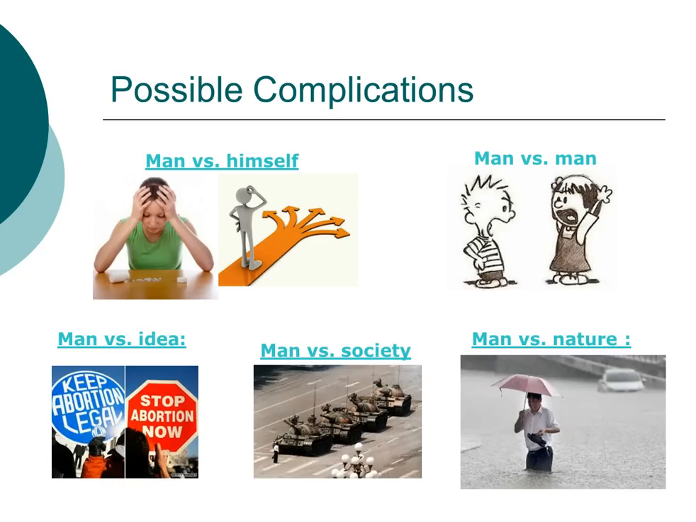Complications can take a lot of different forms, and this slide should look somewhat familiar to the internal and external conflict slide that we talked about. This basically gives you a visual just to review the different types of conflict that can happen. So out of all these conflicts, all of them are external or outside conflicts except for this one. Man versus himself is an internal conflict.